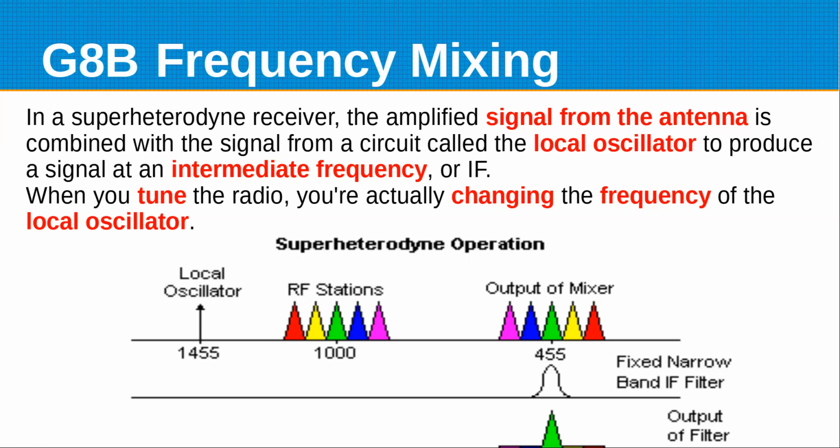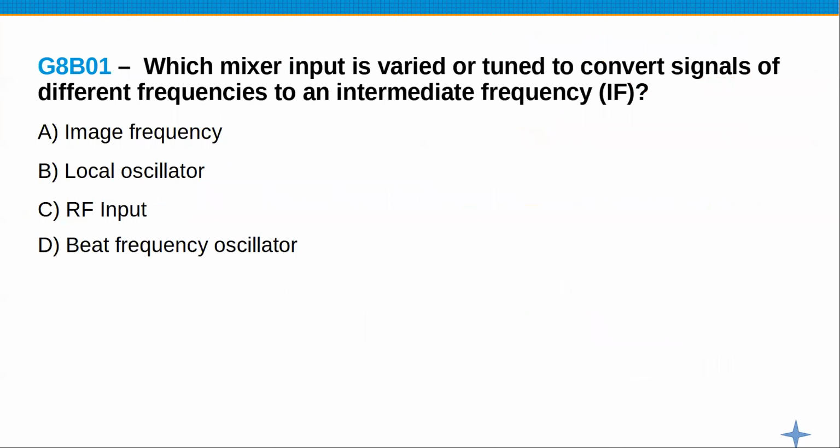If it's narrow, I wouldn't say clipping per se, but definitely you're going to change the audio quality. Which mixer input is varied or tuned to convert signals of different frequencies to an intermediate frequency or IF frequency? The local oscillator.